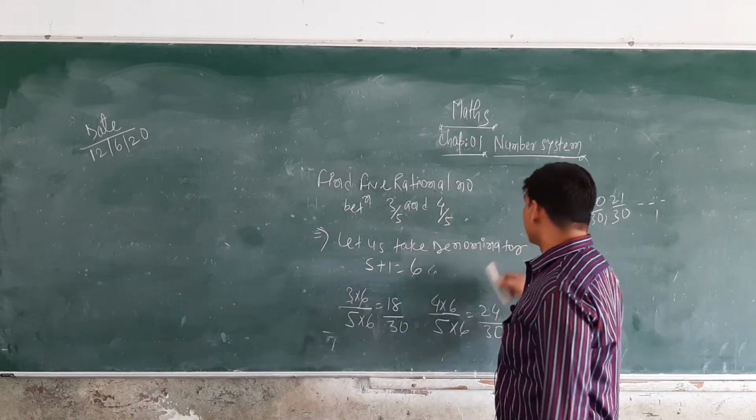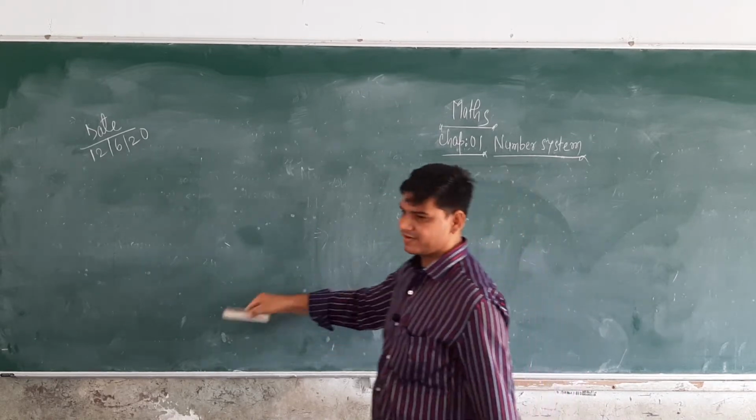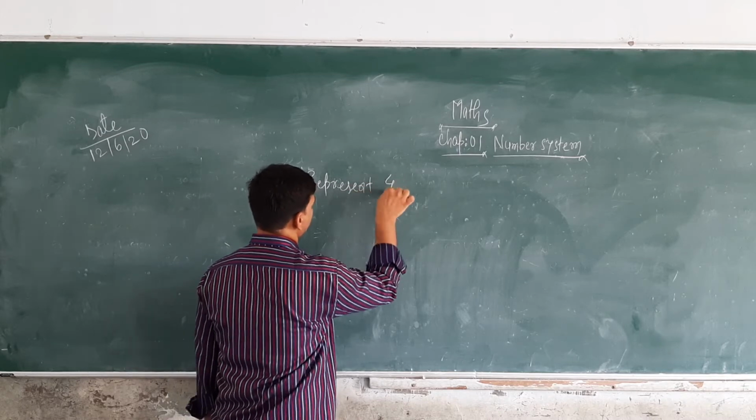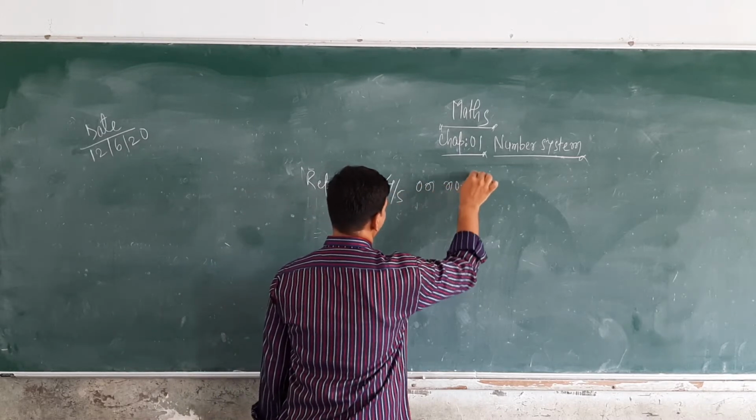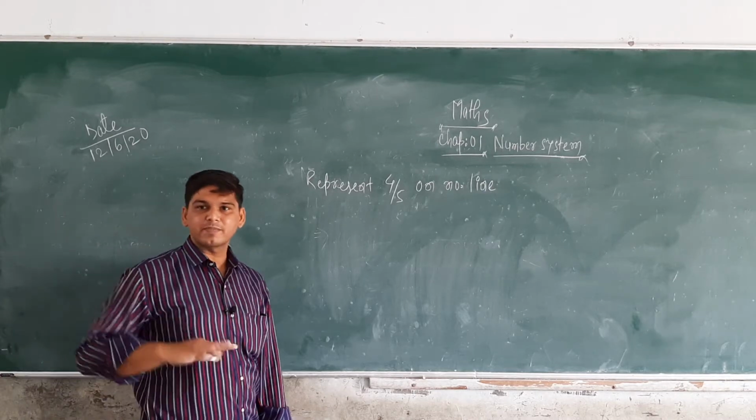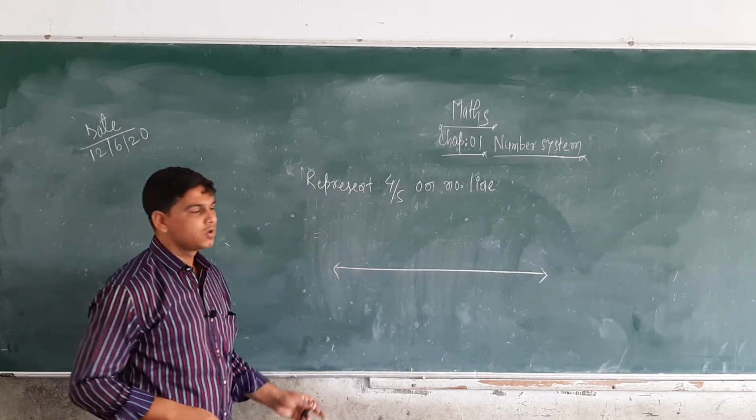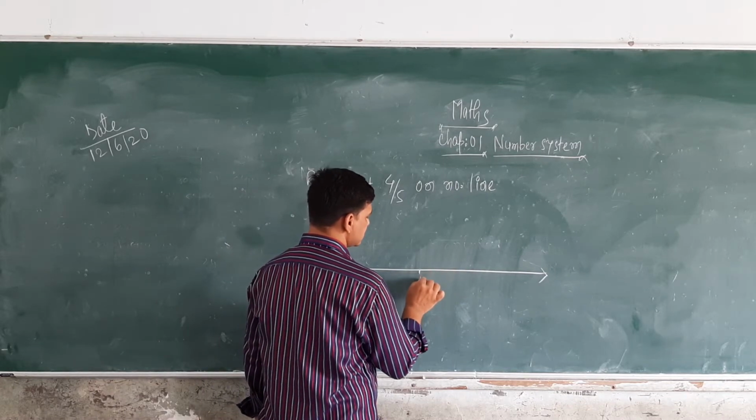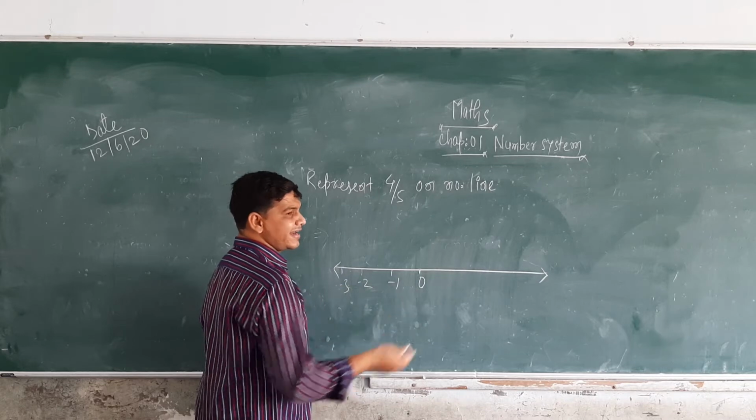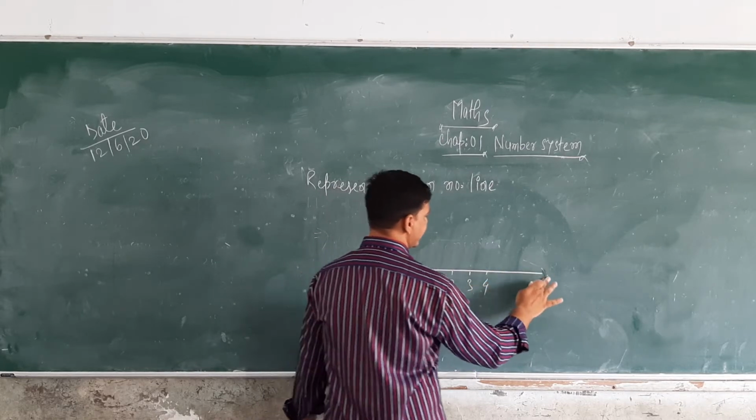Now we discuss how to represent a value on the number line. Let me take an example: represent 4 by 5 on the number line. Any value can be represented on the number line easily. So how can we represent 4 by 5? It should be a number line, where O is the origin. On the left side are the negative numbers, -1, -2 and -3. On the right-hand side are 1, 2, 3, 4.